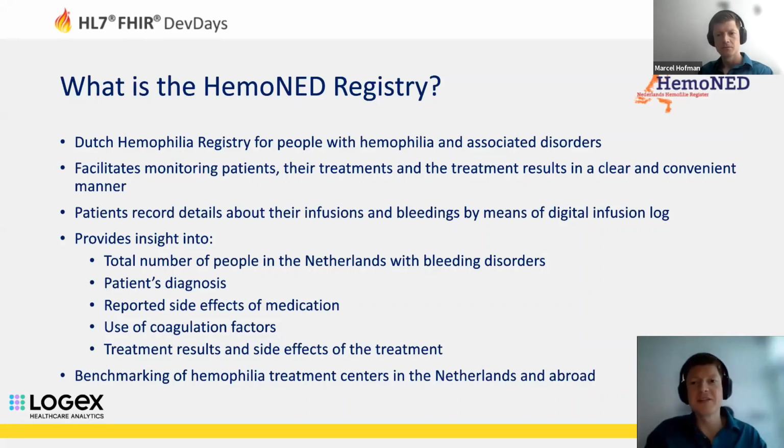First, giving insight into the total number of patients with hemophilia in the Netherlands, their diagnoses, the use of coagulating factors, bleedings, treatment results, and side effects of the treatment. Second, comparing the quality of care of hemophilia treatment centers in the Netherlands and abroad. Third, reporting side effects of medication. And last, providing information for reports, scientific research, and safety studies for new medications.